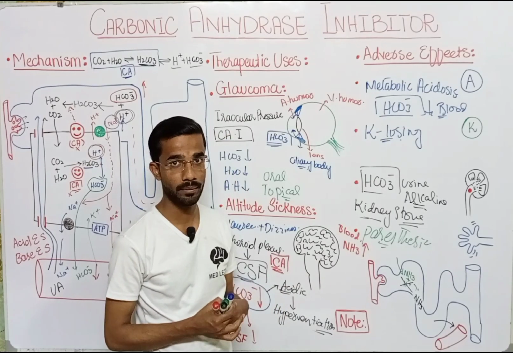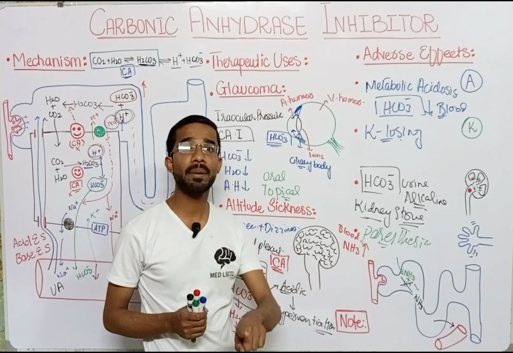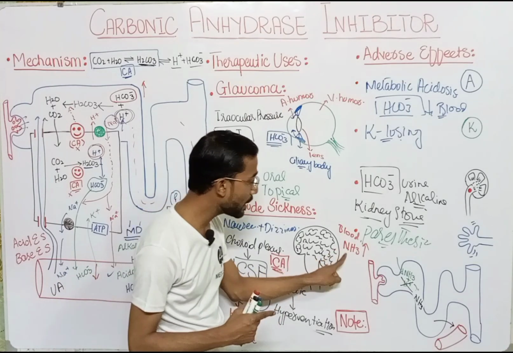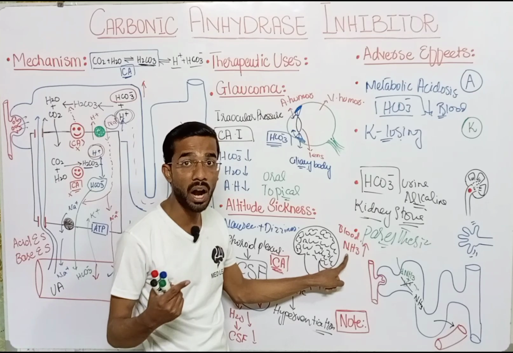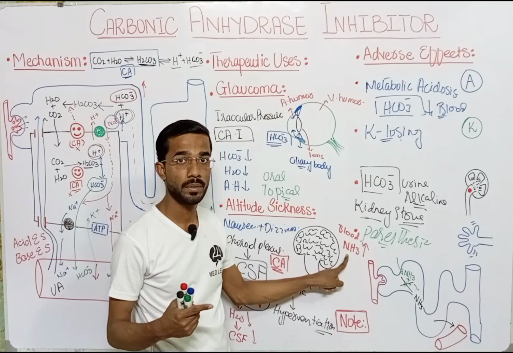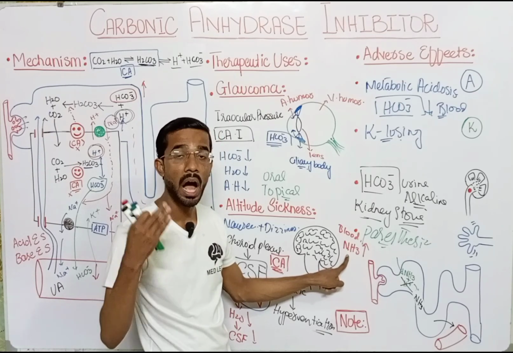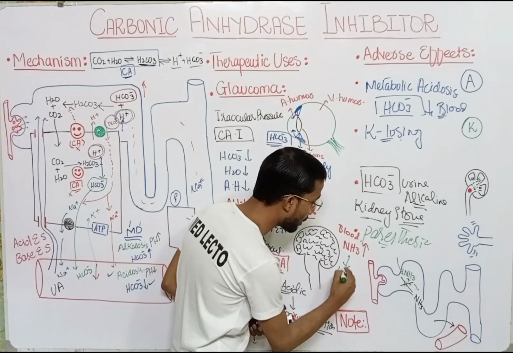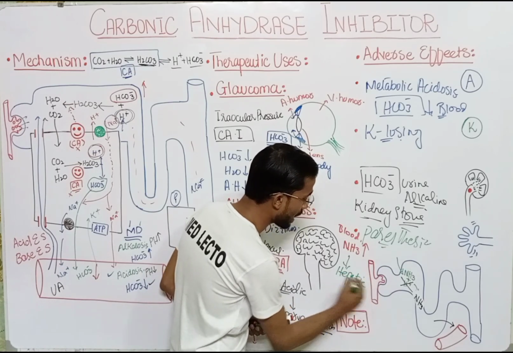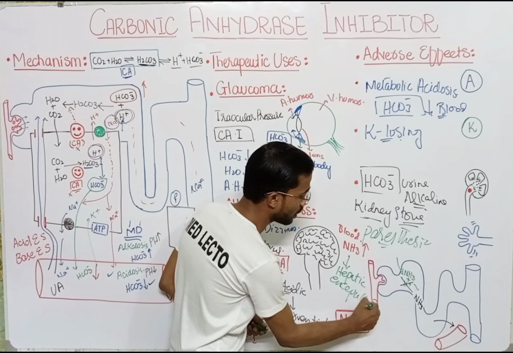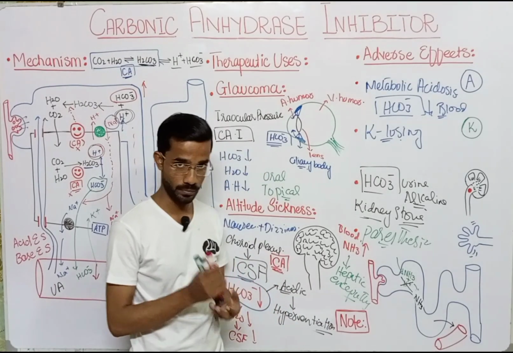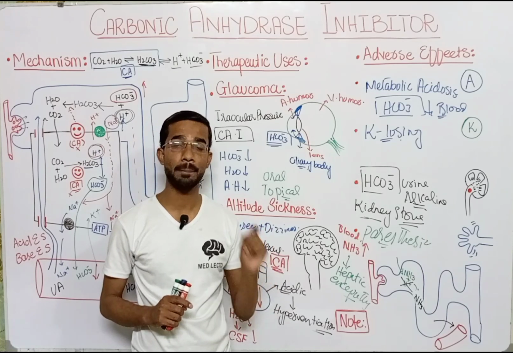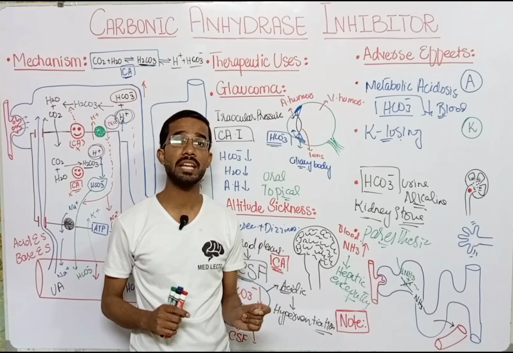So this is the important point in case of hepatic impairment when you are taking the carbonic anhydrase inhibitor. Ultimately the blood ammonia increases, and that is called hyperammonemia, a high ammonia level in the blood, and that ultimately causes hepatic encephalopathy. So this is the condition.